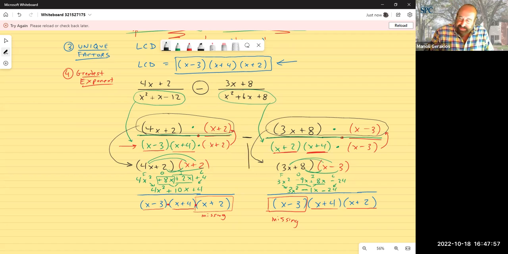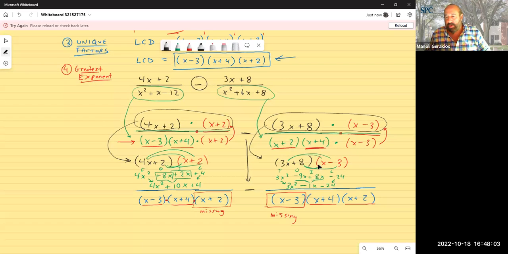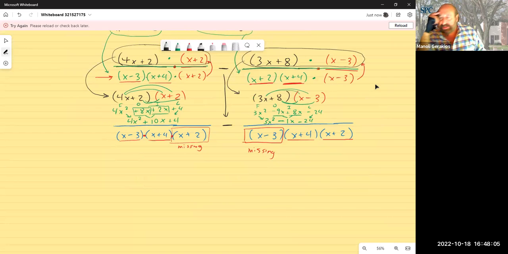Here's this minus sign that's between the two fractions, right? Rational expressions. Okay, what are we looking at now? I'm just going to check these real quickly. Sure, I did the FOIL right. 4x squared plus 8x plus 2x plus 4. Yeah. Second FOIL is 3x squared minus 9x plus 8x minus 24.